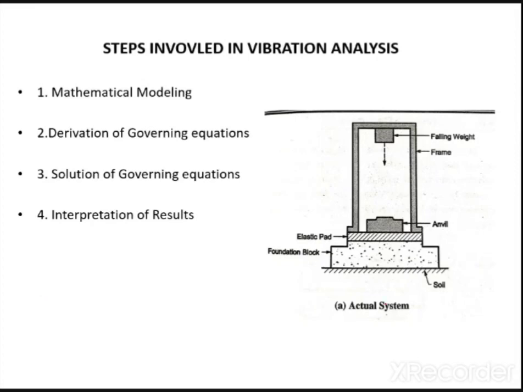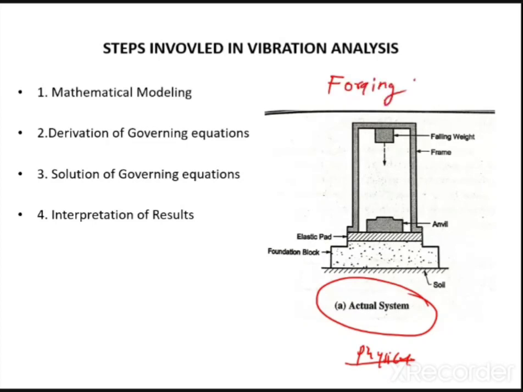So the example is an actual system. This actual system is nothing but a physical system. I have taken a small example from your production processes. You have studied production processes. So what is the small example? A forging hammer. I will take an example of a forging hammer. You know what the process of forging is. Now, let us say that you have to do a mathematical model of a forging hammer.